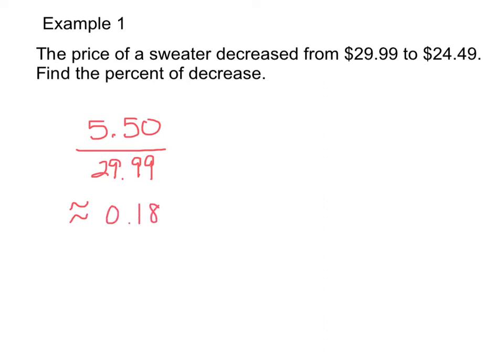Now if we divide that, we're going to get approximately, now remember we're going to round, approximately 18 hundredths or 0.18. But that's as a decimal. We have to change that to a percent. So we have a percent of decrease of approximately 18%.